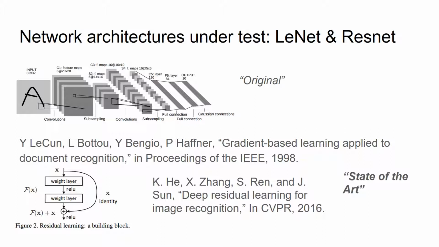Here are the two neural network architectures we use in our first experiment. The first one is LeNet, which is basically the original neural network used by Yann LeCun in 1998 on MNIST. The second one is ResNet. It is a deep convolutional neural network with a lot of nice properties, designed by Kaiming He et al. in 2015. Basically, ResNet represents the state of the art of convolutional neural network architecture.